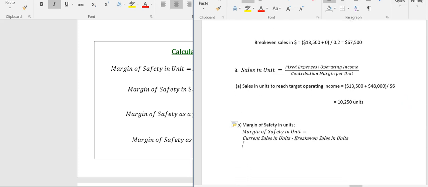So current sales in units is 5,000 minus break-even in units, all are units. If you do the difference, please take your calculator: 5,000 minus 2,250, I got 2,750 units. So this is right now my margin of safety in units.